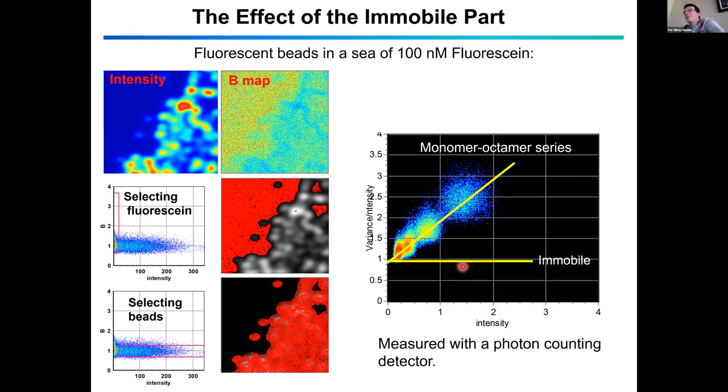Here is a monomer to octamer series. Different oligomers in solution were measured, ranging from monomer, to dimer, then tetramer, and then octamer. You can see that the brightness, or variance over intensity, nicely scales with increasing oligomerization state. These were measured with a photon counting detector.